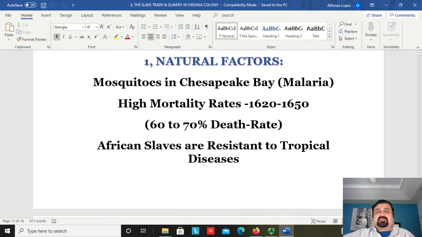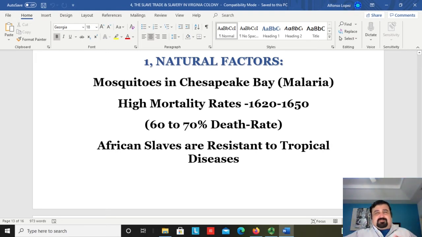So what were the reasons why this occurred? I'm going to list a couple of reasons. There were two factors that convinced Virginia planters that indentured servitude was not working. It was not an efficient labor system, and furthermore, the system was creating instability in the colony.